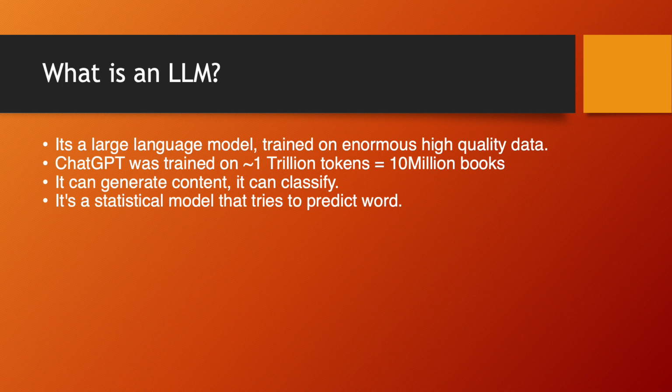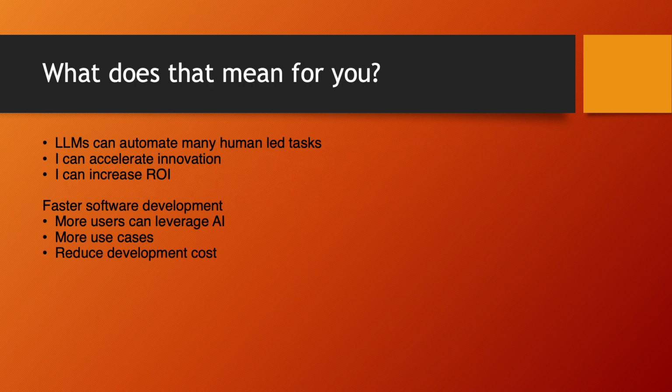So what is an LLM? It's a large language model trained on enormous high quality data. ChatGPT was trained on 1 trillion tokens. That amounts to around 10 million books. It can generate content. It can classify. It's a statistical model that tries to predict words.